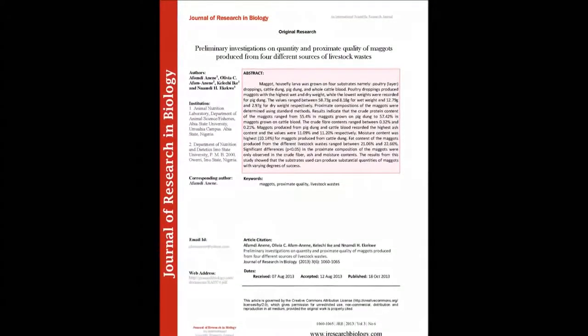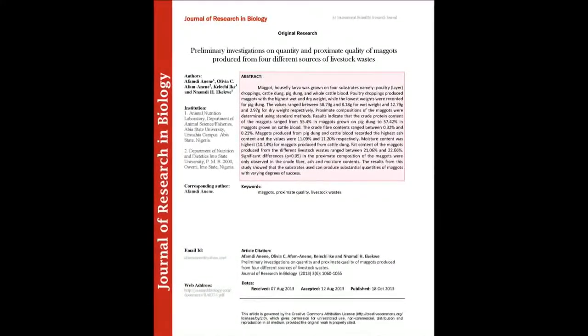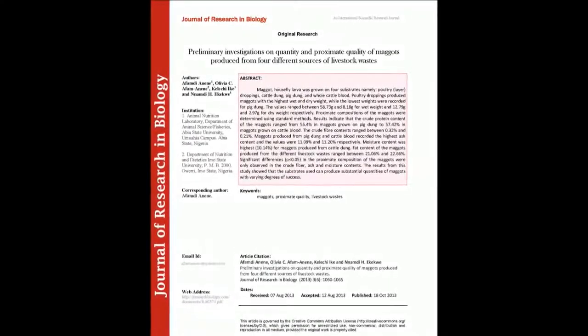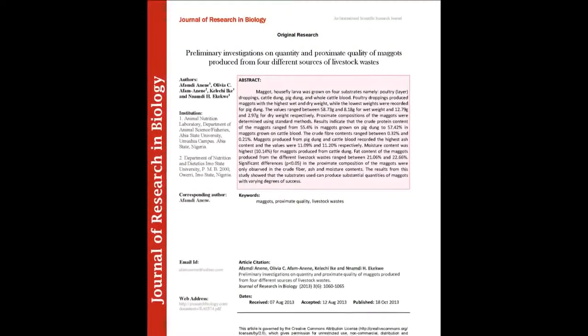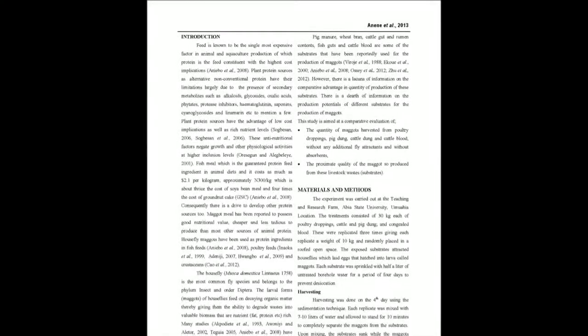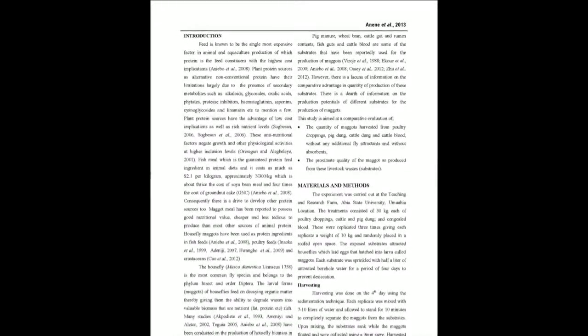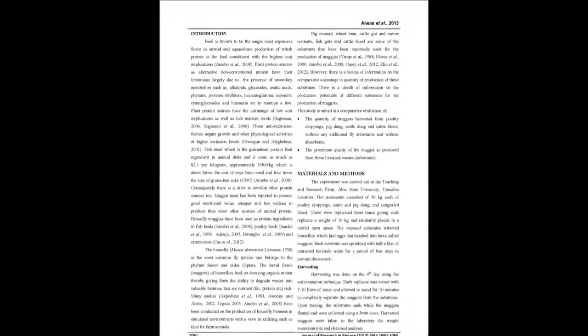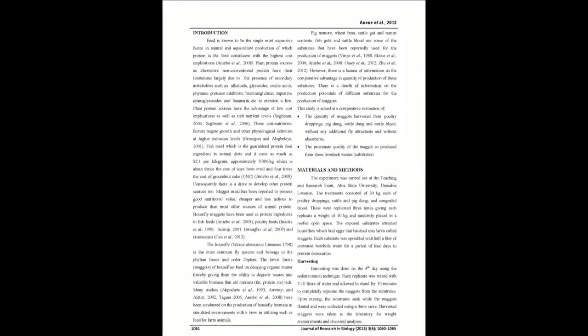Maggot, housefly larva, was grown on four substrates, namely poultry layer droppings, cattle dung, pig dung, and whole cattle blood. Poultry droppings produced maggots with the highest wet and dry weight, while the lowest weights were recorded for pig dung. The values ranged between 58.73 g and 8.18 g for wet weight and 12.79 g and 2.97 g for dry weight respectively. Proximate compositions of the maggots were determined using standard methods.